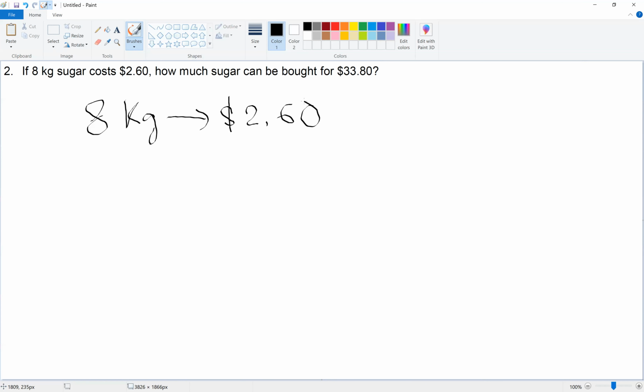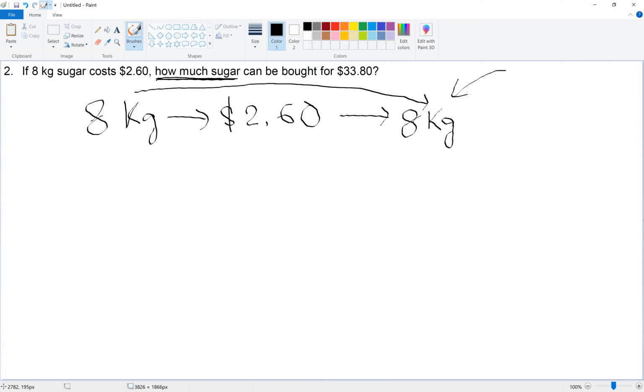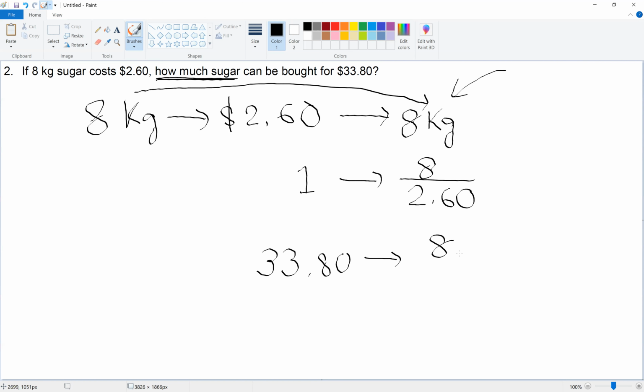Okay, so first of all, it's asking for how much sugar, right? So everybody pay attention. We should write this always to the right, because that's the question. Whatever you're trying to find out always goes to the right. So 2.60 buys you 8 kg. Again, I'm going to find the unitary. 8 divided by 2.60. That's my unit rate. And then it's asking for 33.80. I simply take that number and multiply.